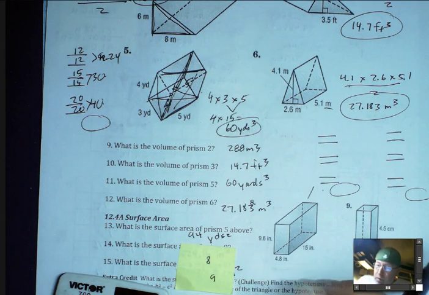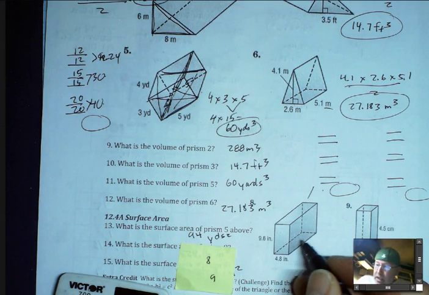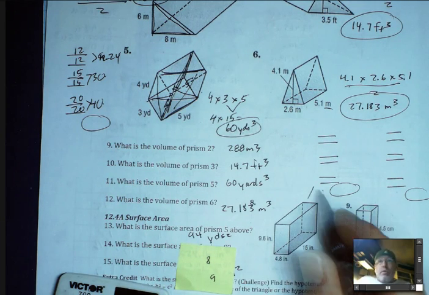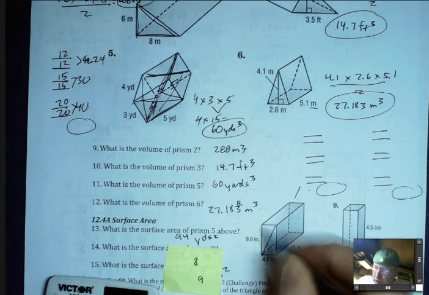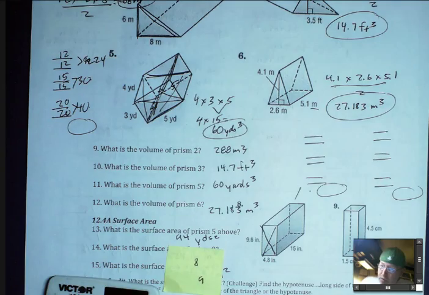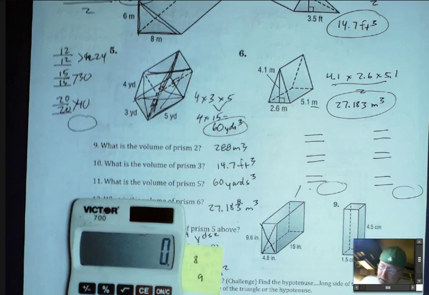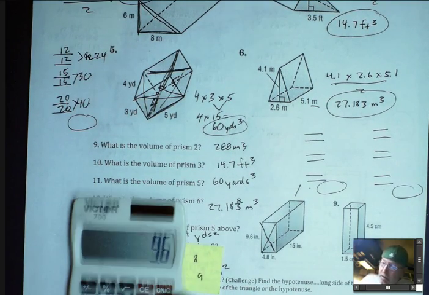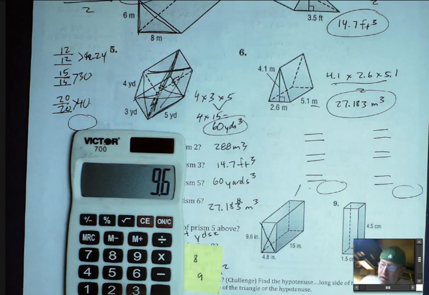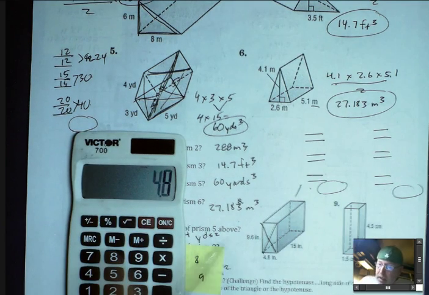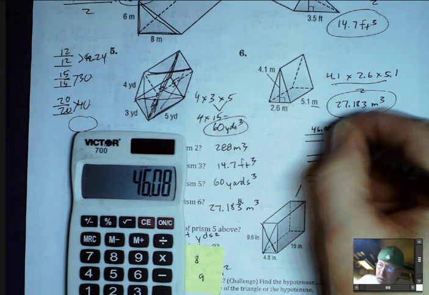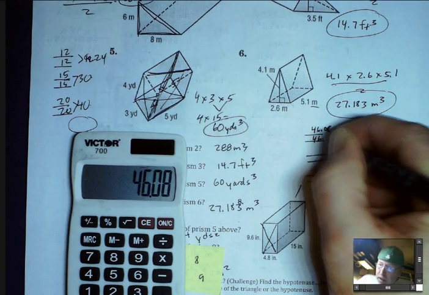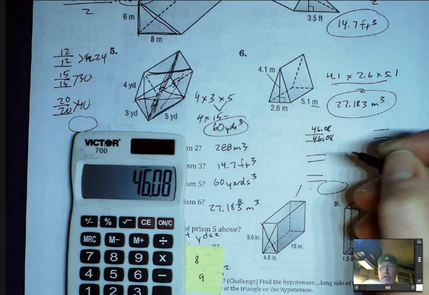All right, the next one is the surface area of number 8. Right here, I've already drawn the lines right over here. Let's see if I can do this one right. So I've got to do this side first. So that would be 9.6 high, 9.6 times 4.8, and that's equal to 46.08. Ooh, that's a weird number, 46.08. Won't be adding that one in my head.